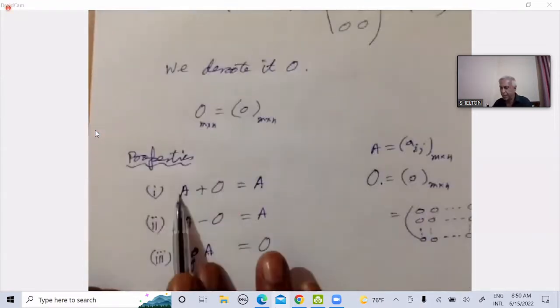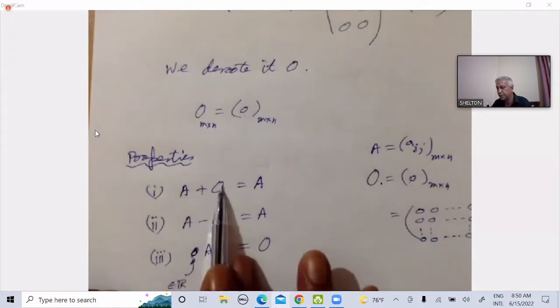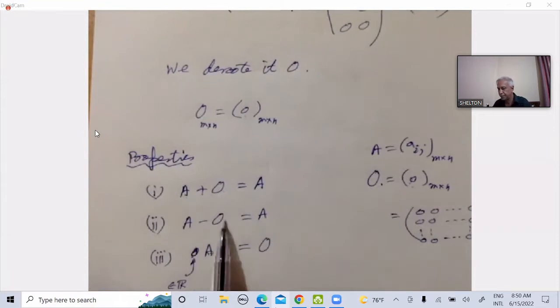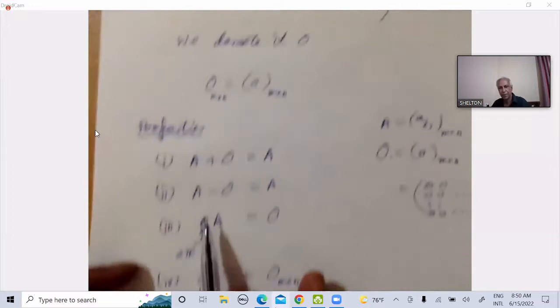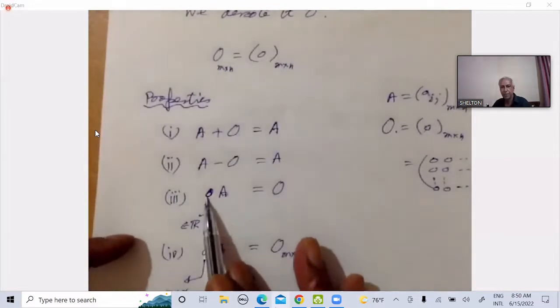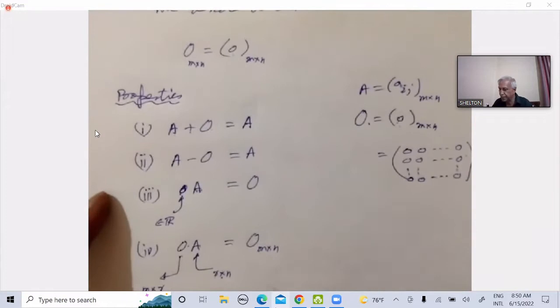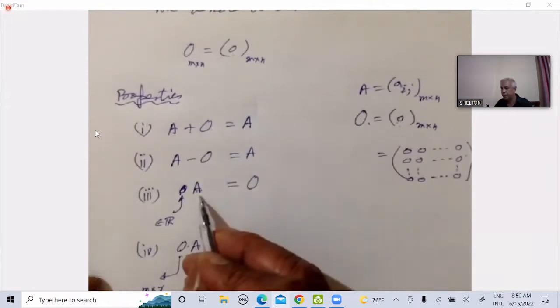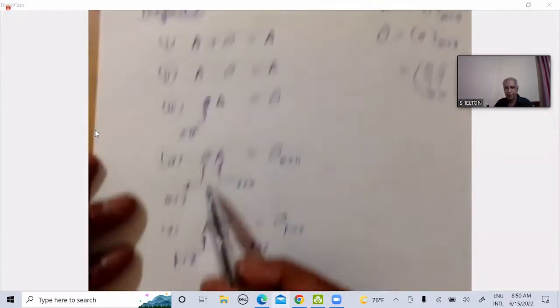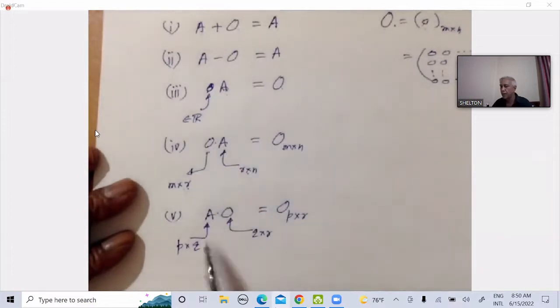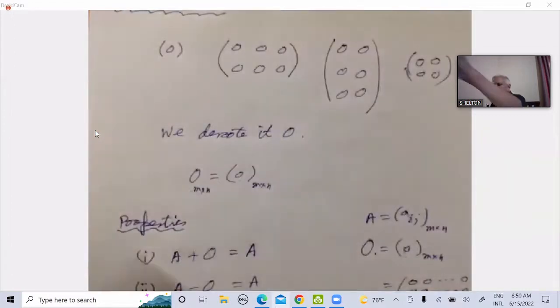If you add A plus O, the sizes of both must be the same. Sizes must also be the same to subtract. Here any matrix can be multiplied by a number. So if this is m by n, this is also m by n. Here, O times A, when you write it, the compatibility condition is satisfied here too. So zero matrices are there for any order.